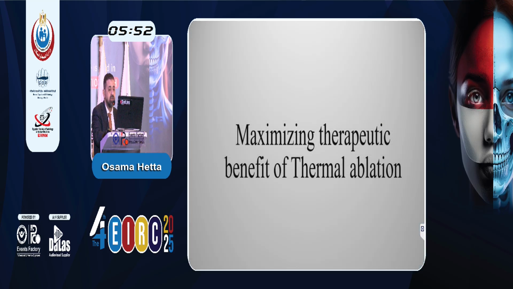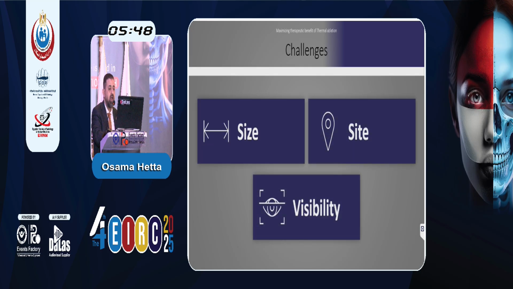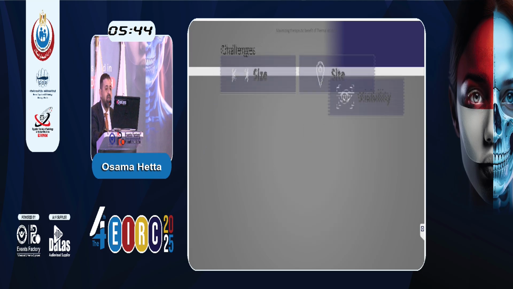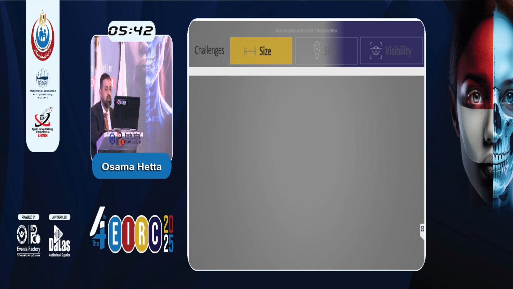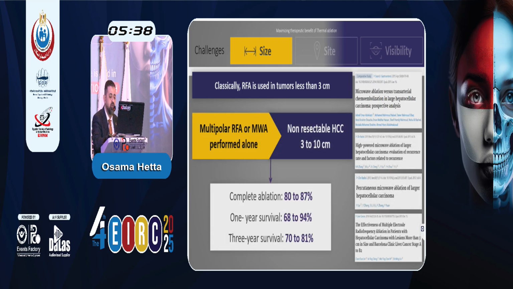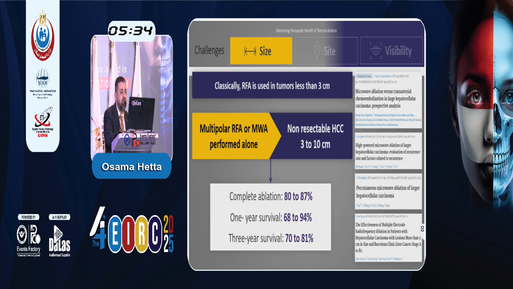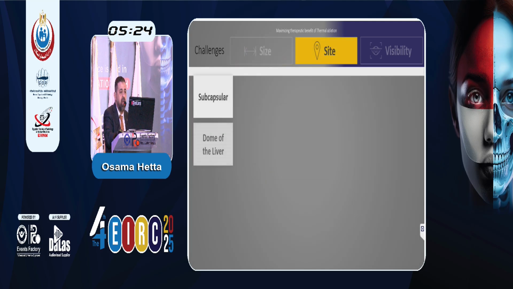To maximize the therapeutic effect, we have some challenges: the size, the site, and the visibility of the tumor. As regards the size, classically RF is used in tumors less than 3 centimeters, but with the use of multipolar, microwave, and the recent electrodes, we can upgrade the size of the ablated area to more than 5 centimeters.